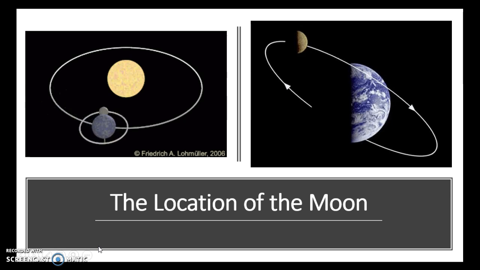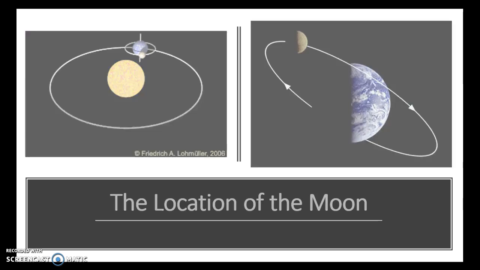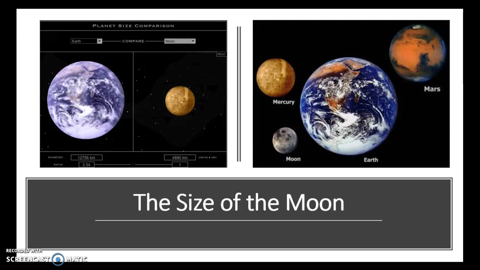And because the Earth is rotating on an axis as it orbits the Sun, the moon will appear to orbit every 29 days versus the actual 27 days.